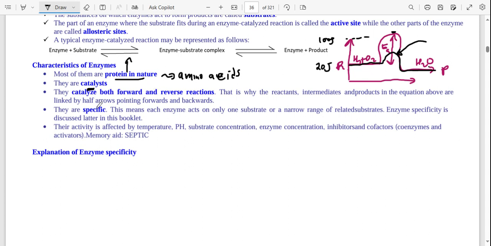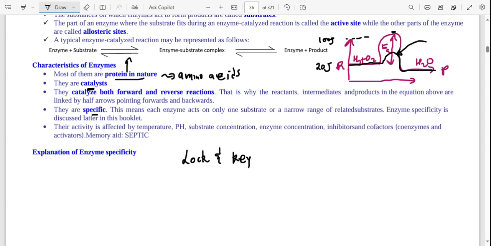Okay. Another thing is that enzymes are specific, just the way a lock and a key is. Each key can only open one lock. So that is the meaning of specificity. Each enzyme can only work on one substrate. For example, if this enzyme is working on glucose, it can't work on amino acids. That's the meaning.